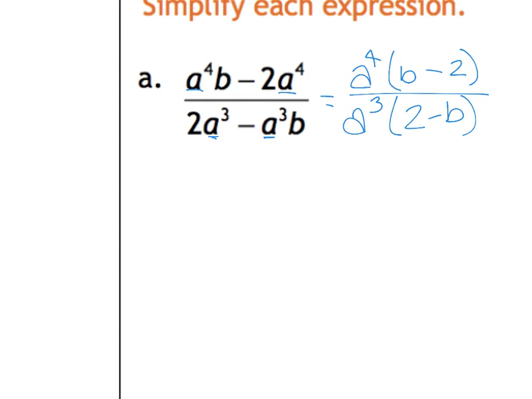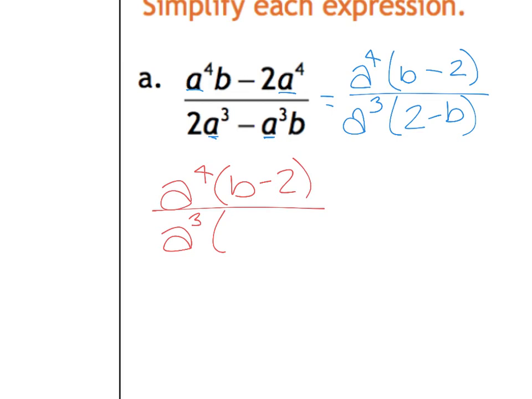All right, now again, we see that these pieces right here, b minus 2 and 2 minus b, are pretty similar. I'm going to go ahead and rewrite this. So I have a to the fourth times b minus 2 over a to the third times, I'm going to just switch the order, negative b plus 2. Now what I want you to see is that if we factor out a negative 1 here, that'll change our signs, leaving us with b minus 2 over b minus 2, and those will cancel. So I have a to the fourth over negative 1 times that a to the third. So I can just write that as negative a to the third.